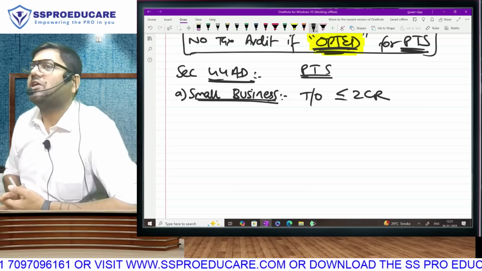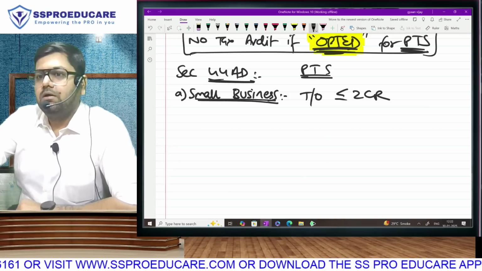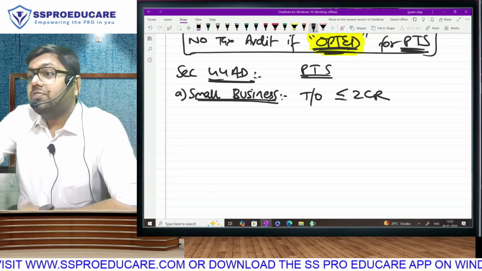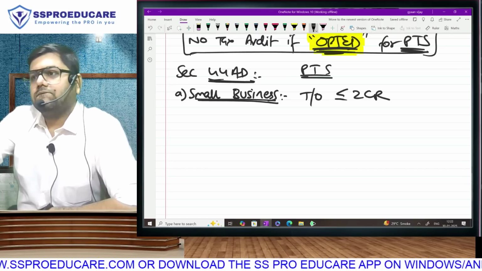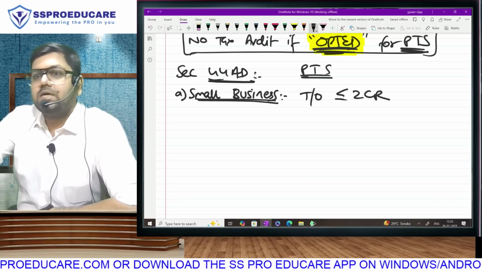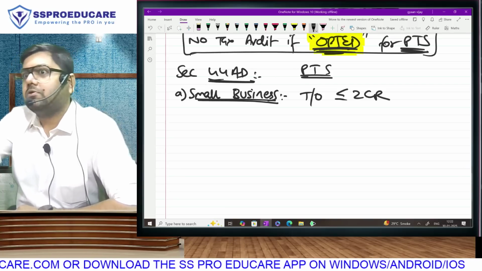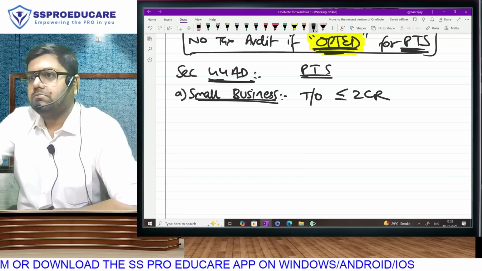So what is the threshold for eligibility of 44AD? Turnover should be, if you start saying less than 2 crore, no, ICAI will. It is less than or equal to. So they will actually ask you exact 2 crore. Welcome to CA exam. They will always ask you on equal to.